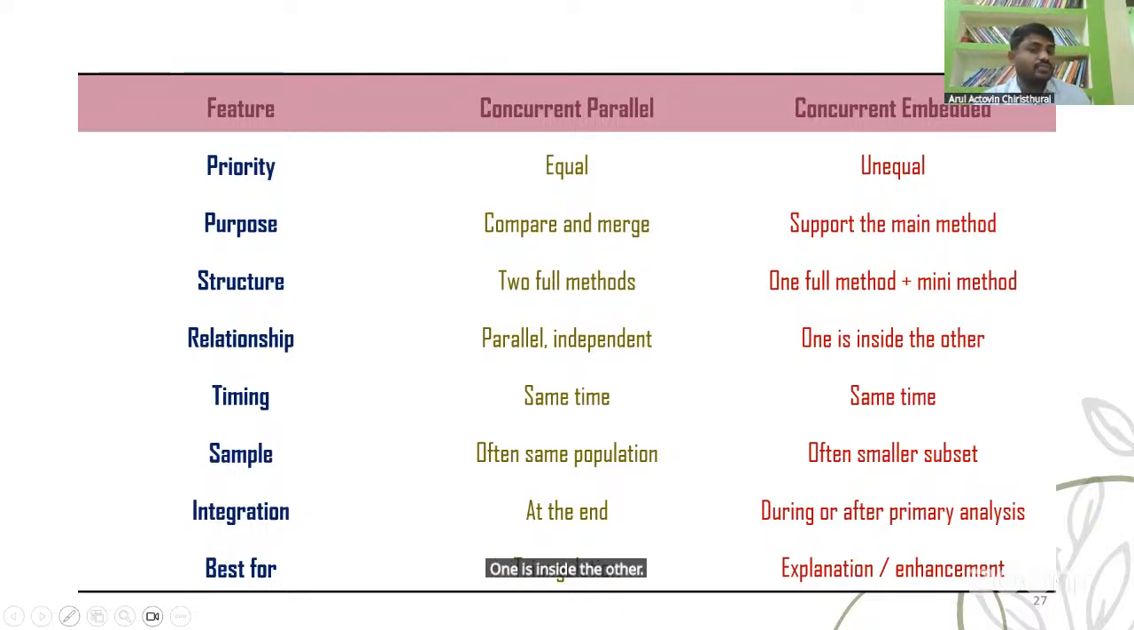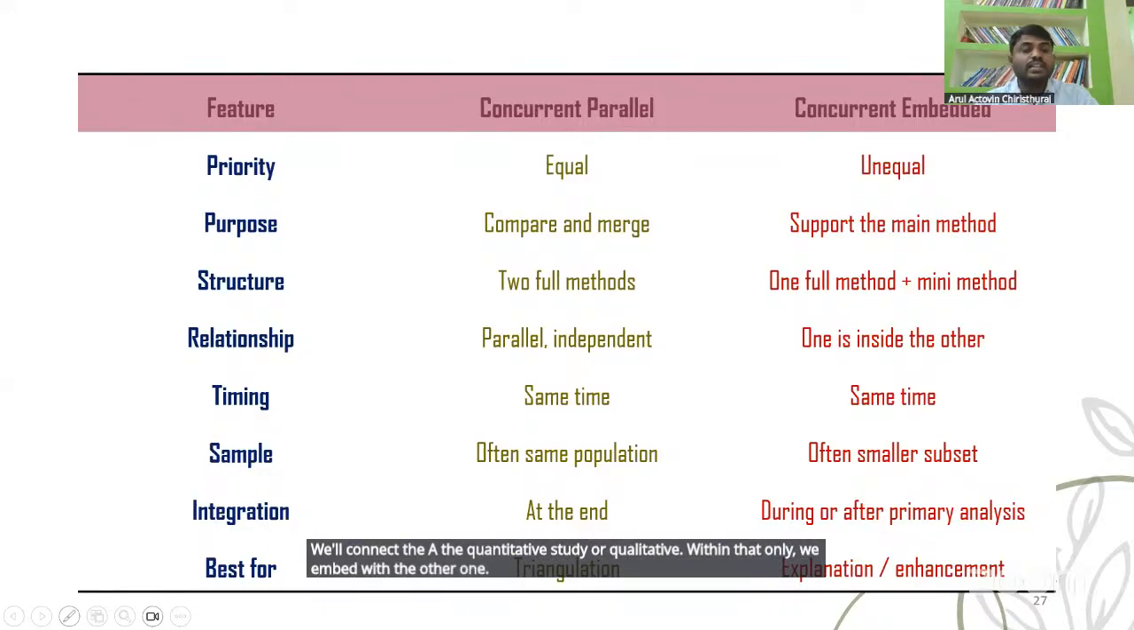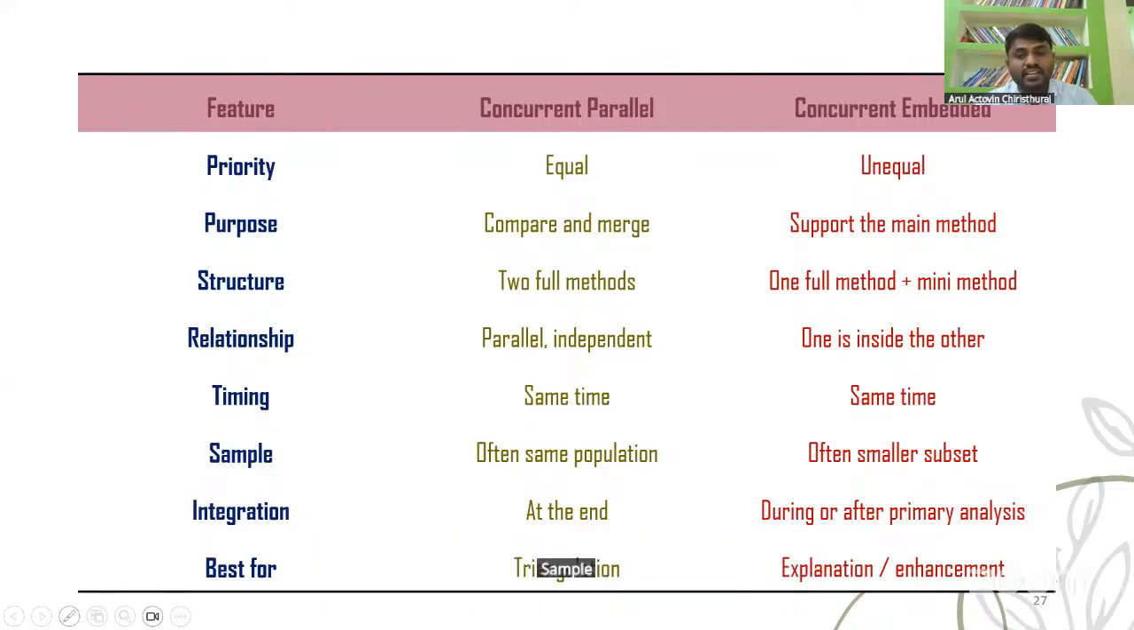Timing is the important one. Timing here is the same time. So here also two different studies are done at the same time. But here we conduct either a quantitative or a qualitative study, and within that only we embed the other one. Sample: often the same population. In concurrent parallel, it can be the same population. Here, often a smaller subset. It can be different also. Different populations can be used. The population means the participants from the population.